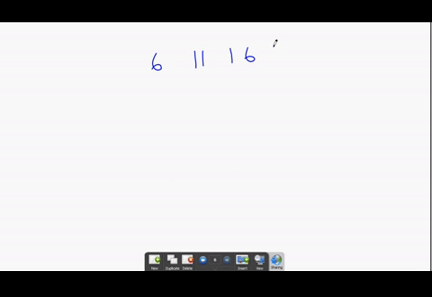16, 21. So if I want the common difference here, I'll say 11 minus 6 will give me 5. 16 minus 11 will also give me 5. 21 minus 16 will give me 5. So this is definitely an arithmetic sequence because I am getting the same common difference, which is 5, 5, 5.